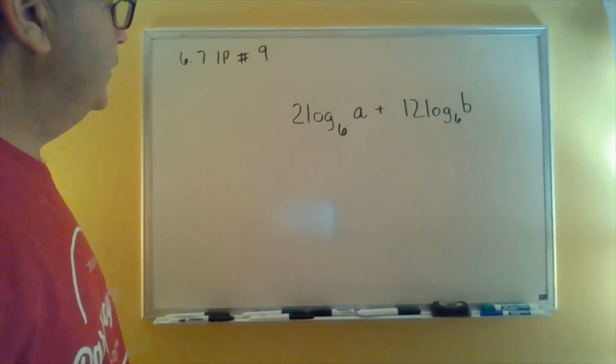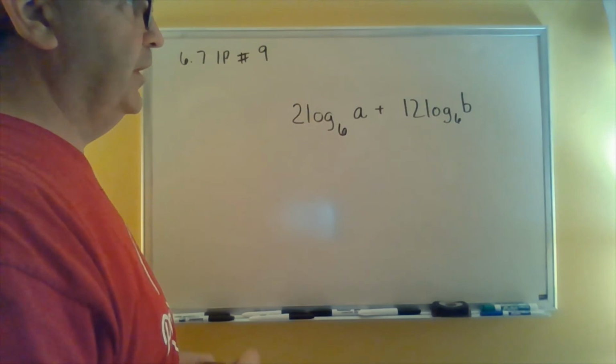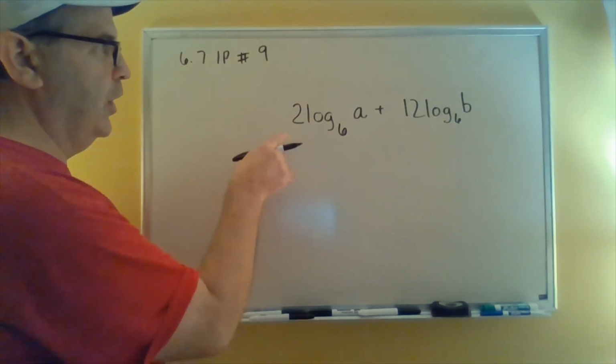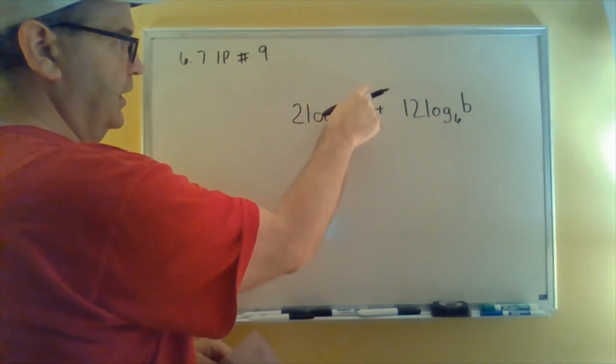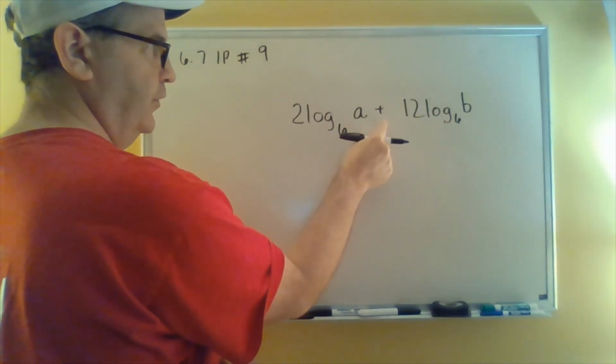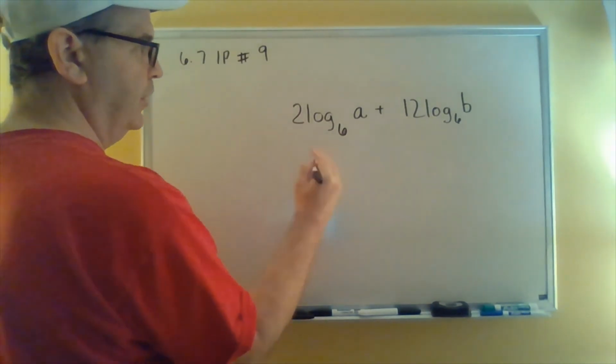Okay, number 9. I have 2 times log base 6 of a plus 12 times log base 6 of b. So I'm going to be using that power property again to move these coefficients into the exponent spot. And then I'm going to use the product property because I have an addition here. So let's use that power property first.